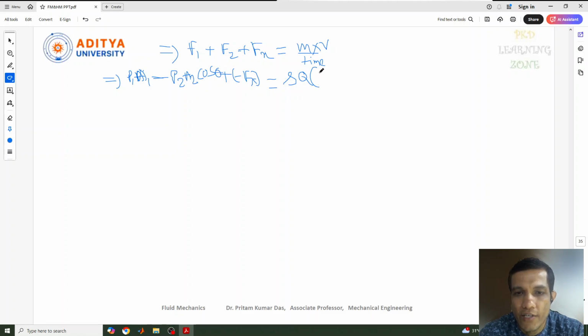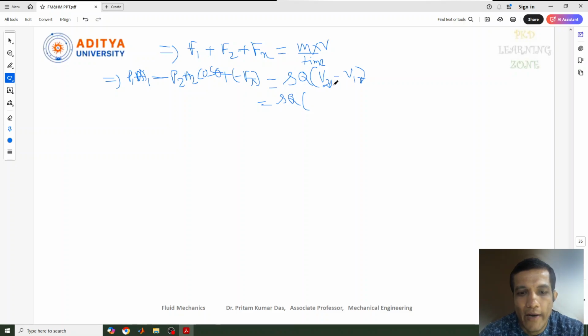Here v is the final velocity minus the initial velocity. The final velocity we can write as v2x, and here v1x: the final velocity in the direction of x, and the initial velocity in the direction of x. So v2x minus v1x, or you can write only v2 minus v1. Now these terms I can just write as rho Q.